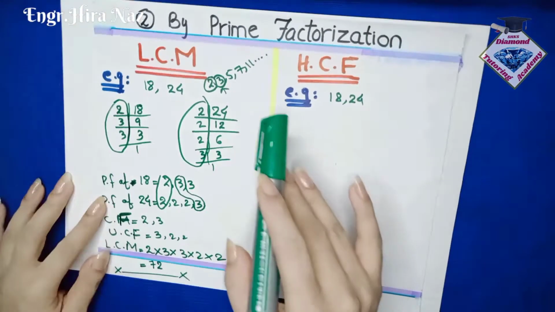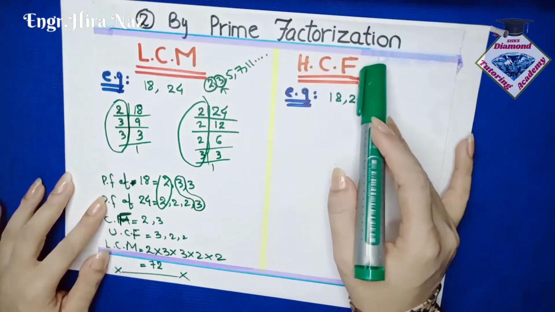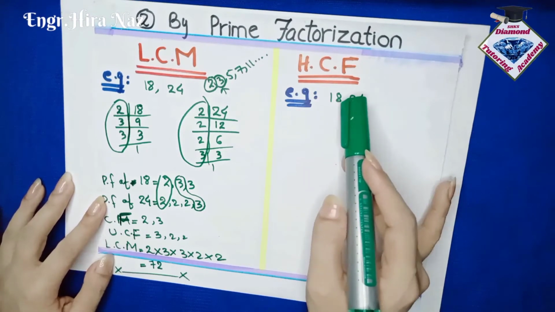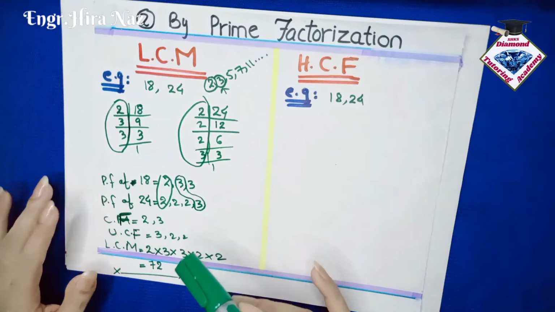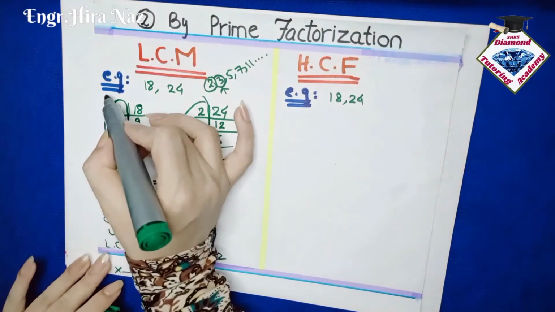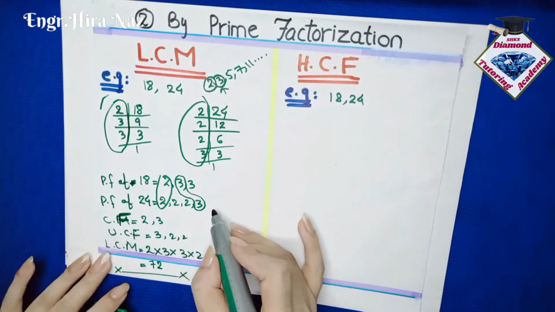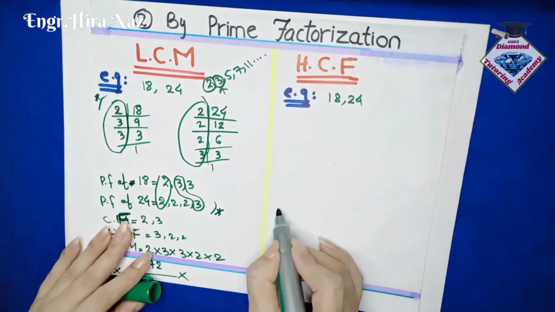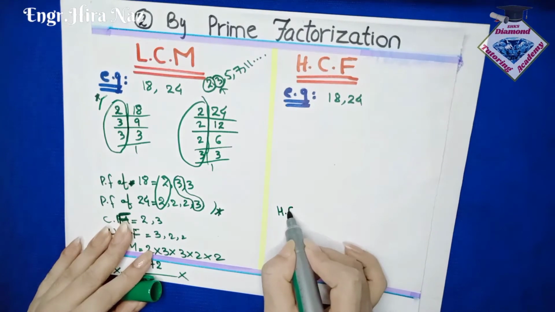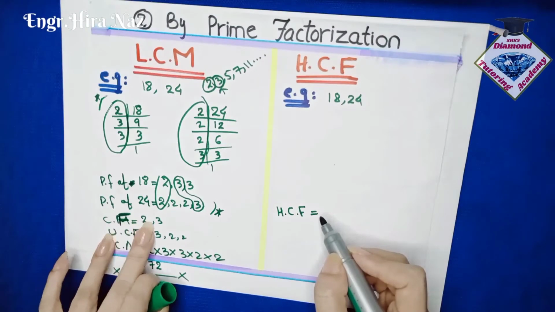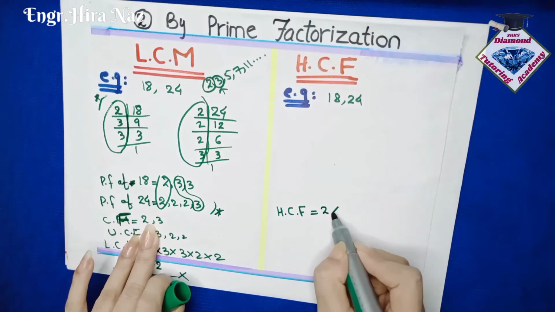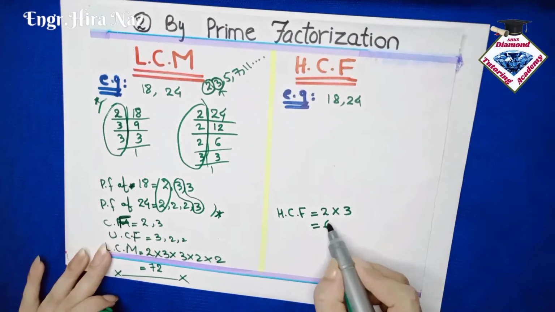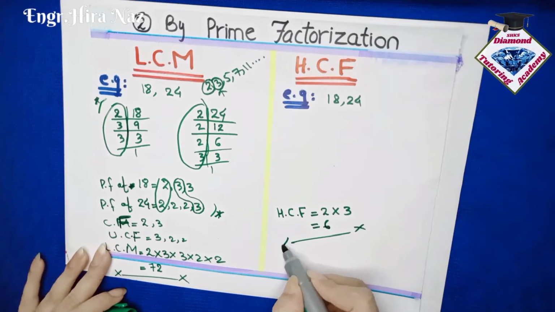When you're talking about prime factorization, to find the highest common factor, what you have to do is repeat this method which we have used for LCM from here up till here. Only the formula for HCF is changed, which is the product of only common factors, which are here in this case 2 and 3. 2 times 3 is 6. So we have here HCF as 6.